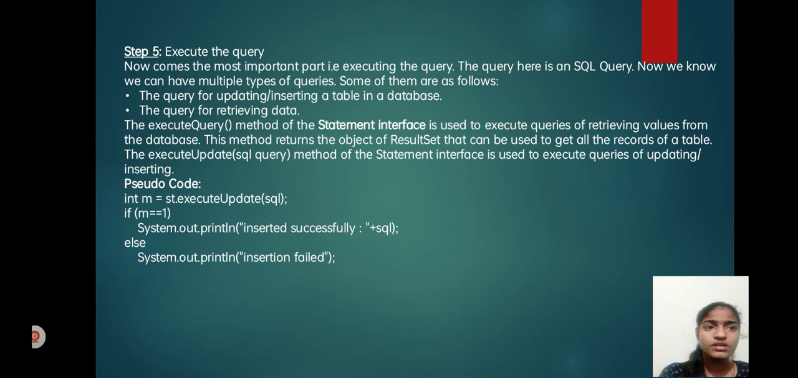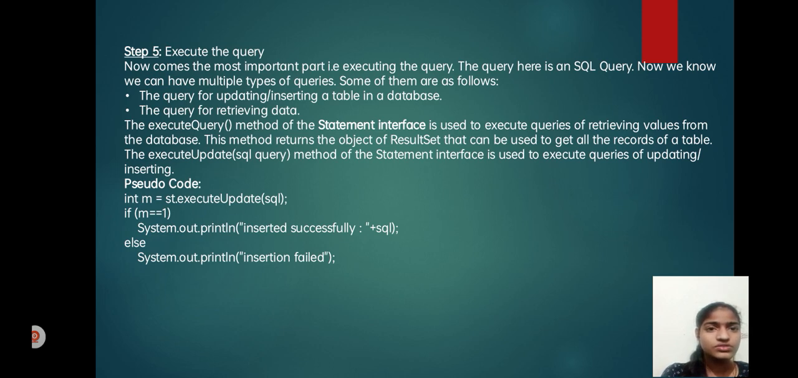Now we know we can have multiple types of queries. Some of them are as follows: the query for updating, inserting a table in a database, or the query for retrieving data. The executeQuery method of the Statement interface is used to execute queries of retrieving values from the database. So here we are using the executeQuery method, which is to retrieve the values from the database. This method returns the object of ResultSet that can be used to get all the records of a table. So this method returns the records of the table.